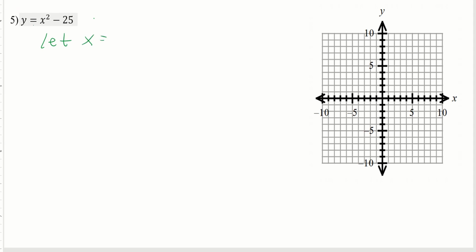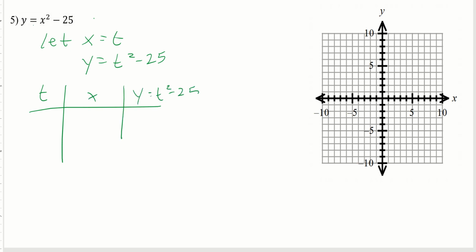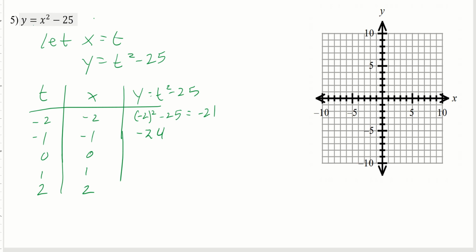Okay, the last one here is super duper similar to the previous one, so make it easy on yourself. I'm going to say let x equal t. If x equals t, then y is equal to t squared minus 25. Set up a little table, x and y. We're going to do -2, -1, 0, 1, and 2. These x values are super simple because they match. Now a little bit harder here. If I plug in -2, make sure you have parentheses, I get 4, so -21. Then if I keep going, I get -24, this one's -25, this one's -24, and this is -21. It looks very similar to number 4 with our parabola again.